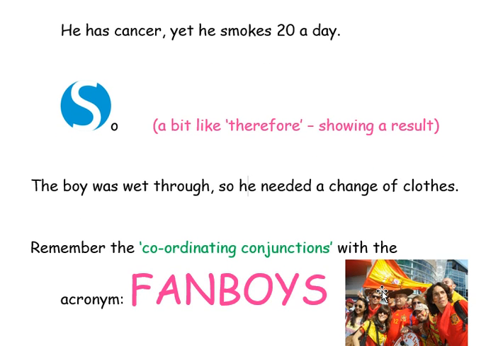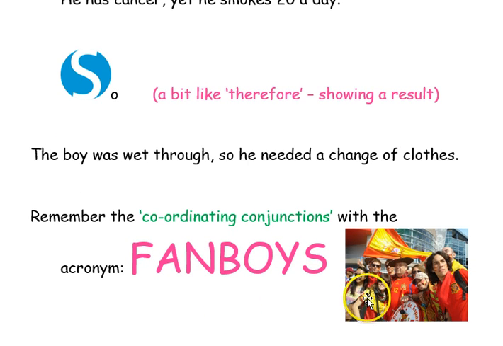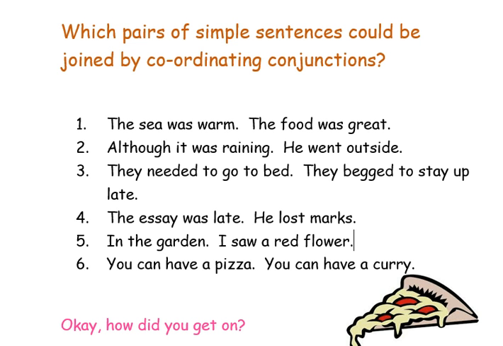Now remember, these coordinating conjunctions can be remembered with the acronym FANBOYS. But in order to join two simple sentences together, both sentences need to have their verb and subject and make sense. Now I've got a quiz here for you. Which pairs of these simple sentences can be joined by a coordinating conjunction? You may want to pause here and have a go.